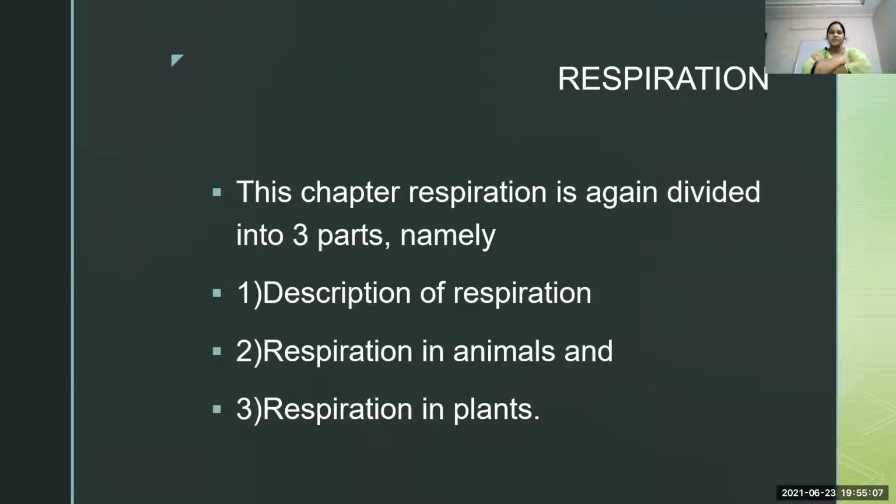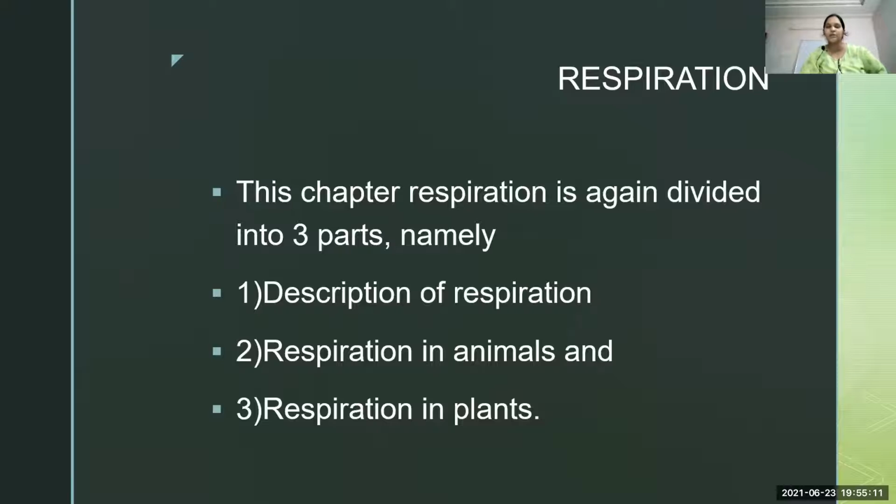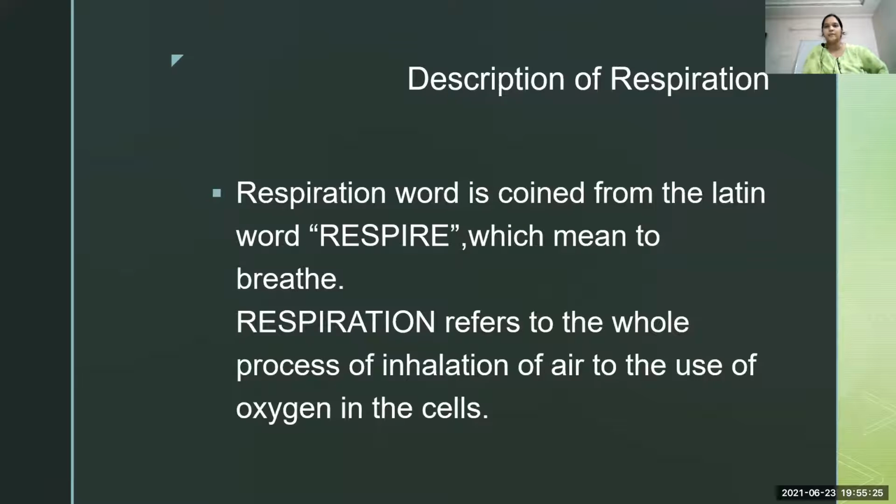Respiration. What is respiration? Coming to the description later. This chapter is again divided into three parts, namely description of respiration, description of respiration in animals, and description of respiration in plants. Okay. Coming to the next slide, description of respiration.